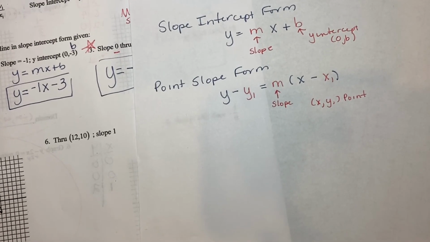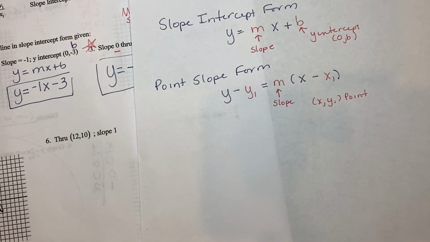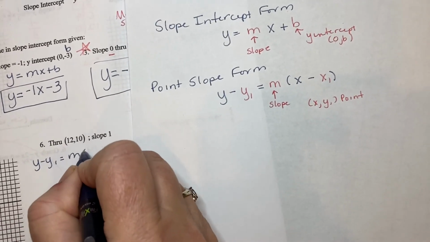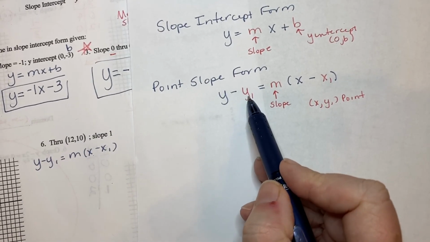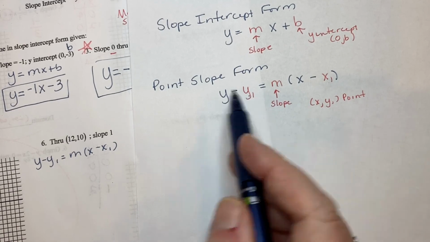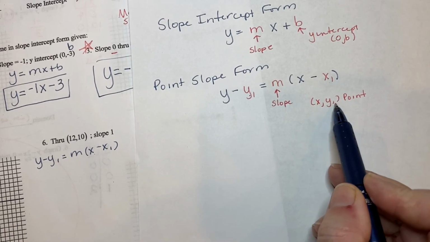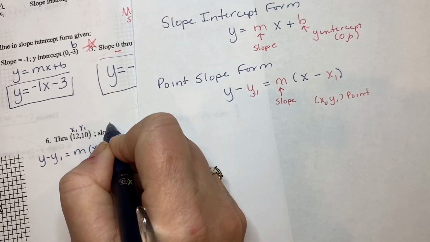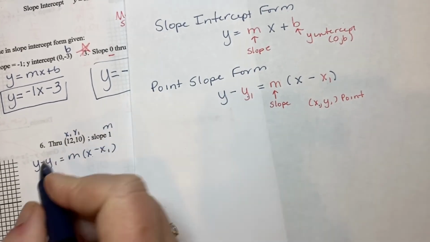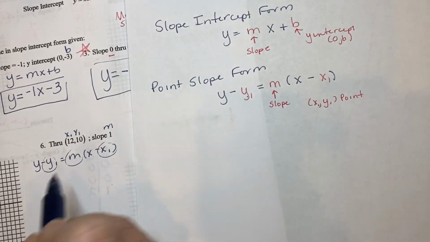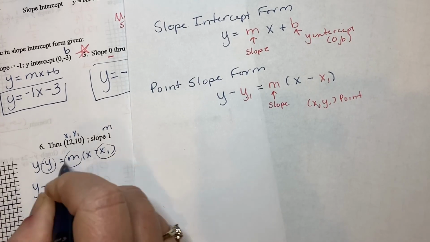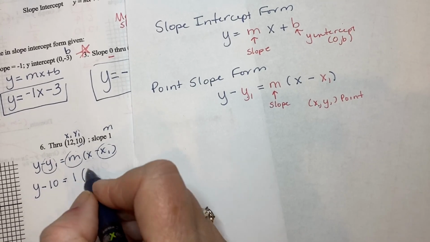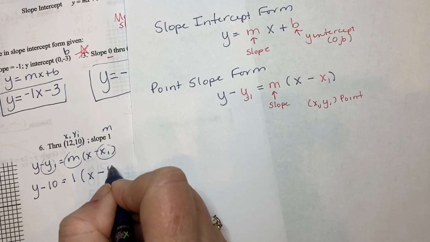So we're going to be using this: y minus y sub 1 equals m times x minus x sub 1. So the formula is y minus y sub 1 equals m times x minus x sub 1. And we're going to plug in where it's red here. So my point, you see it says right here, your point is x1, y1. And my slope is m. So my slope here's 1. So I'm going to plug in here, here, and here. So I'm going to say y minus y sub 1 is 10 equals m is 1. Parentheses, x minus x sub 1 is 12.